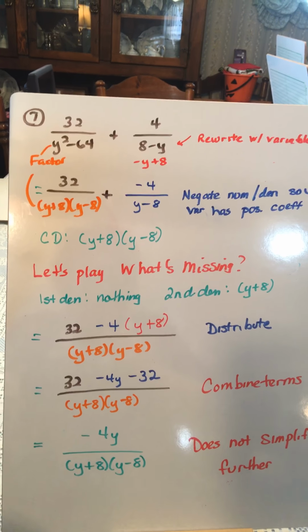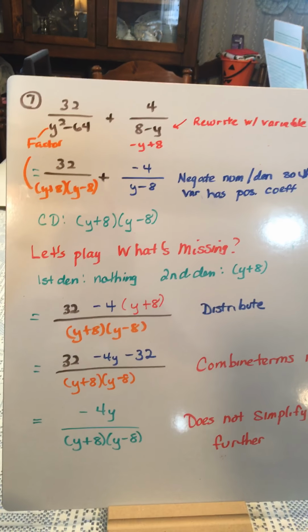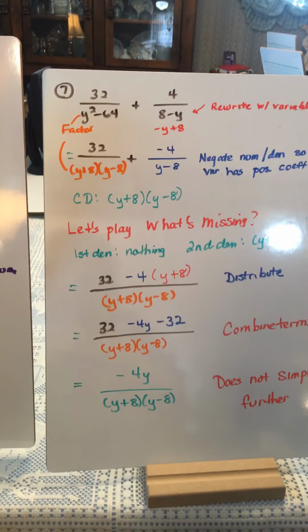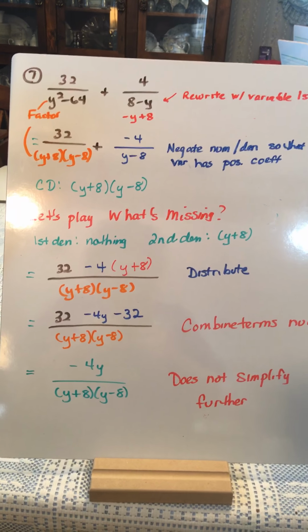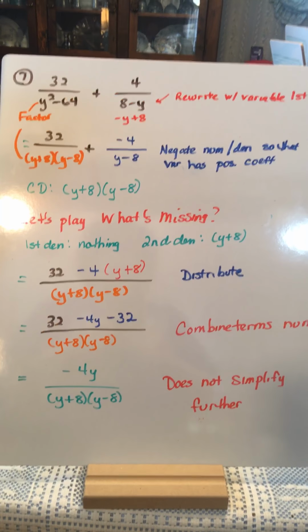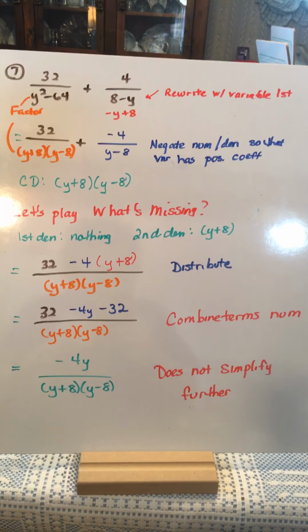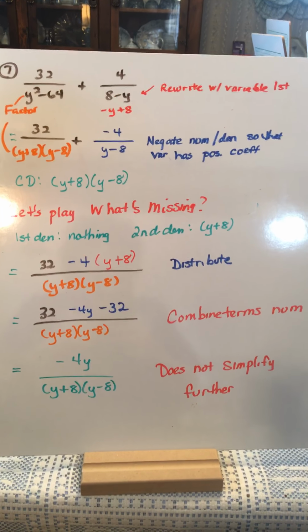I distributed and got negative 4y minus 32. When I combined, I was left with negative 4y. There is not a common factor top or bottom. There's not a binomial factor top or bottom. And so this does not simplify any further, and we're done.